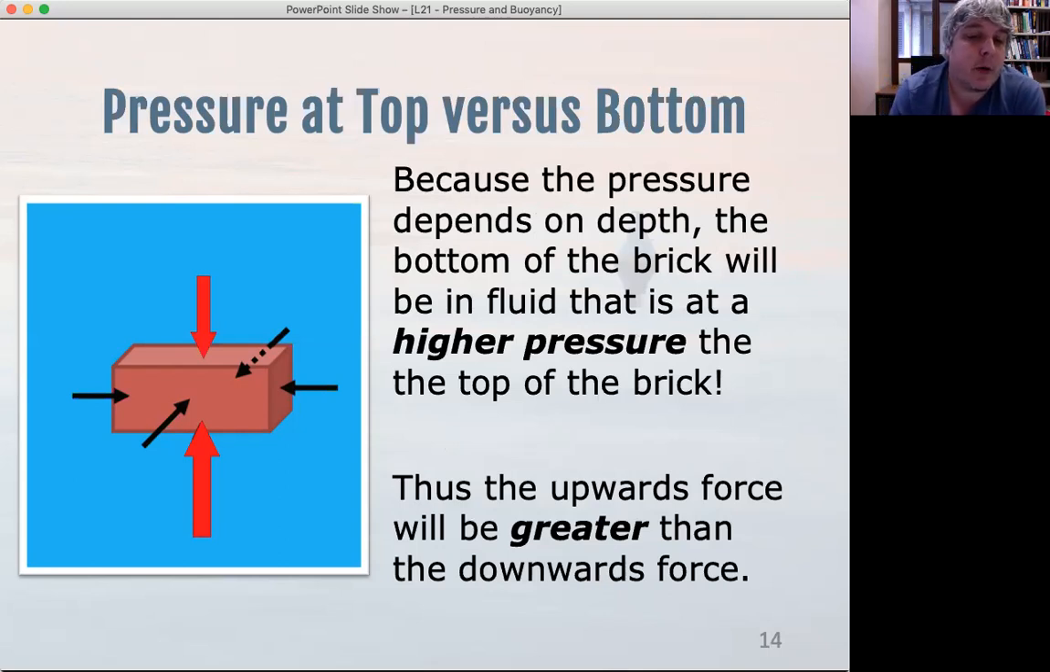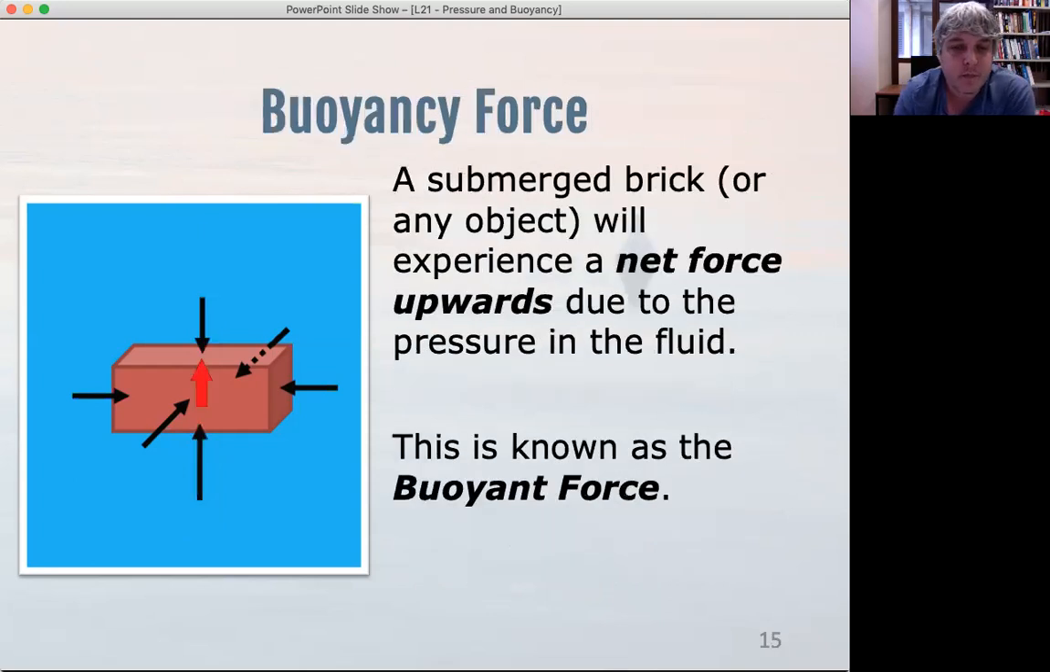So the fluid at the bottom is at a higher pressure than the fluid at the top, so we get a bigger force upwards than we do downwards. So we have a net force upwards. Remember, this is just due to the fluid pressure. We're ignoring weight force at the moment. Now, we will come back to that, but for now, we're just talking about the force due to the pressure of the fluid on the brick. So there will be a force upwards.